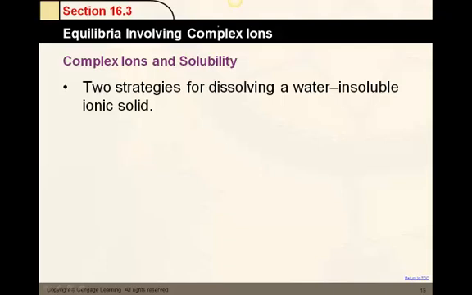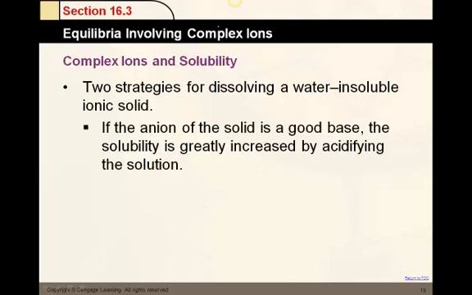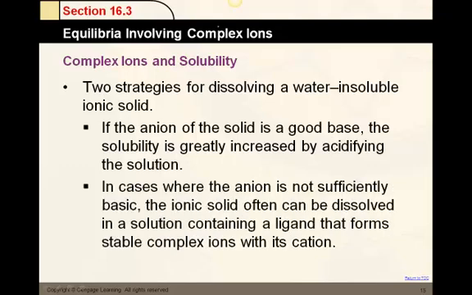So there are 2 strategies for dissolving a water-insoluble compound. We already talked about one earlier. If the anion of the solid is a good base, the solubility is greatly increased by acidifying the solution, so we can add it to an acid. In cases where the anion is not sufficiently basic, the ionic solid often can be dissolved in a solution containing a ligand that forms stable complex ions with its cation, which is a good thing. If you can dissolve in a ligand, then you are soluble, and that increases the solubility of that particular ion.